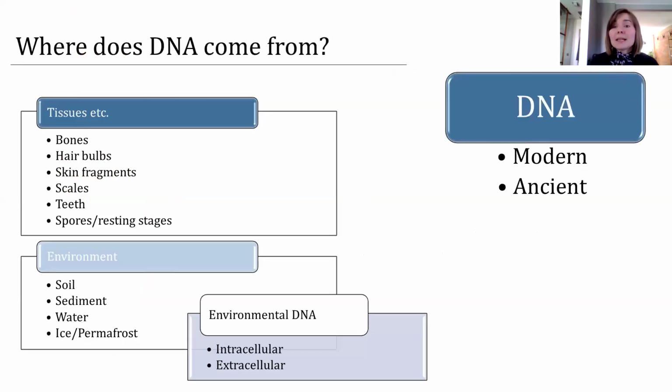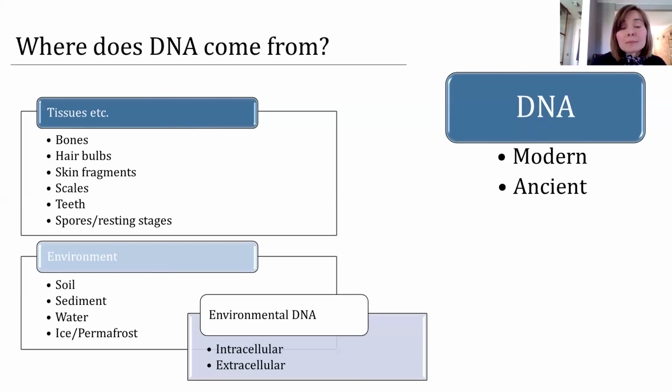So where does the DNA come from? Obviously, when I say that it's present in the cells of the organism, it's in tissues, in soft tissues. In this regard, we can study it only from living organisms, from modern materials, but also in bones, in scales, in teeth, in spores or resting stages of the organisms. These are structures that can be preserved over time, and ancient DNA can also be obtained from them.